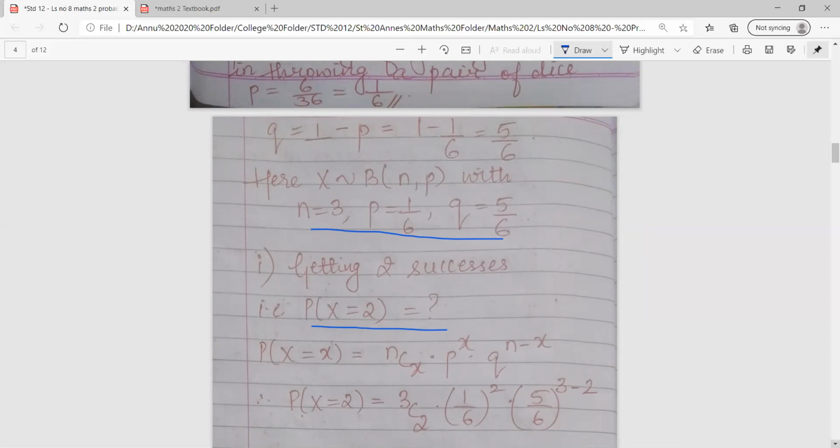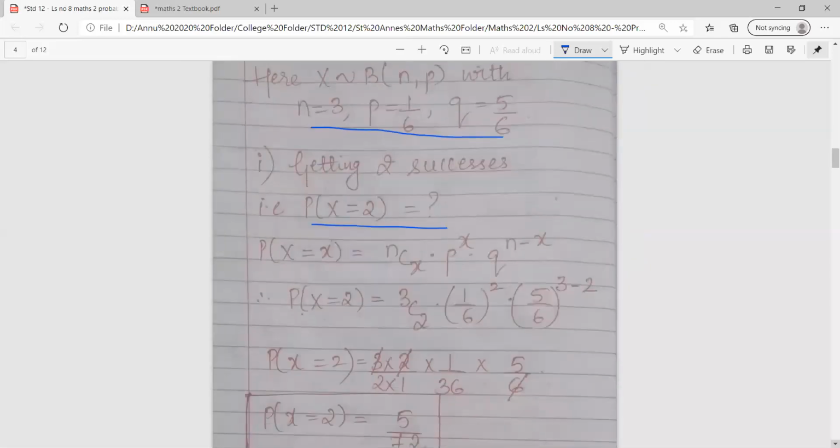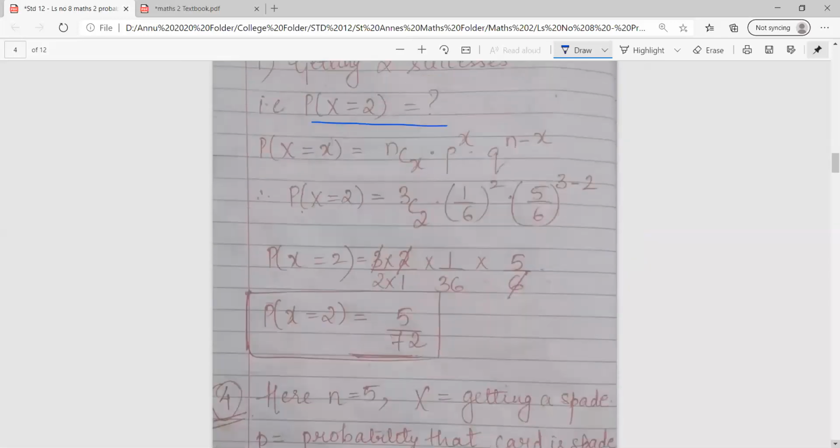Now in order to find that, class, I told you to use the formula at least once in an entire sum. So first we'll write the formula. Probability of X is equal to NCX into P raised to X into Q raised to N minus X. Repeat after me, class: NCX into P raised to X into Q raised to N minus X. And one more time.